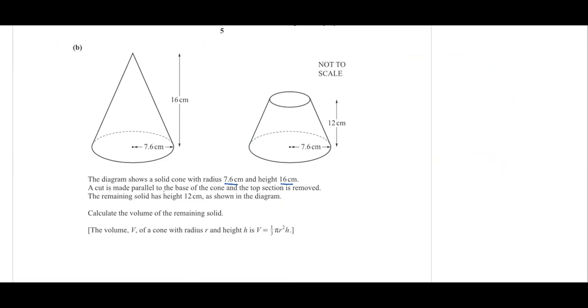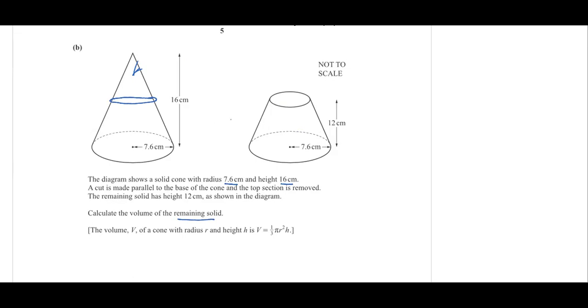This is a solid cone. A cut is made parallel to the base. You can see we cut it from here. So obviously this part has been removed. Now the remaining is this one. Calculate the volume of the remaining solid.